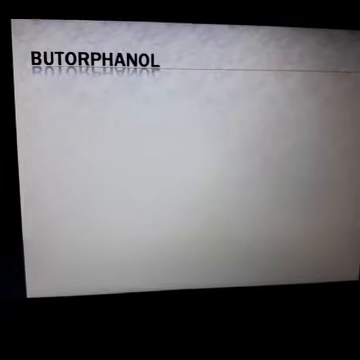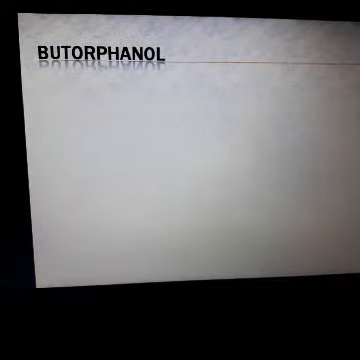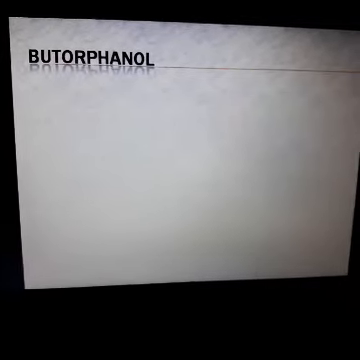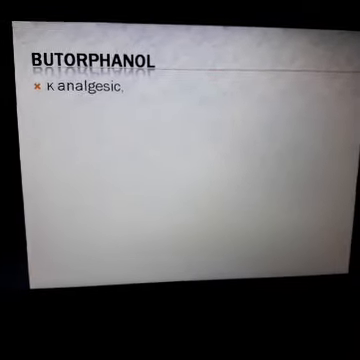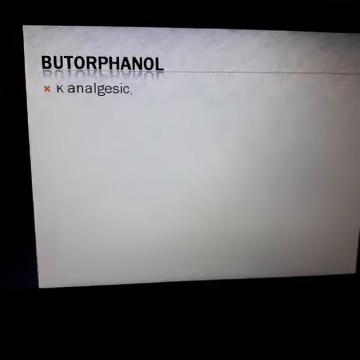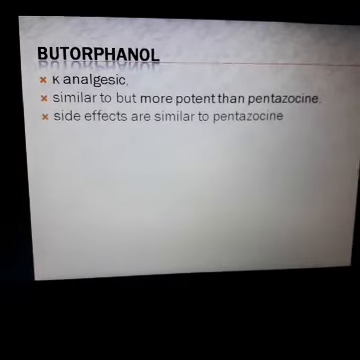So we are discussing agonist antagonist agents we used for different purposes. First we have discussed pentazocine. Next commonly used agonist antagonist is butorphanol. It is once again a kappa analgesic and more potent than pentazocine.